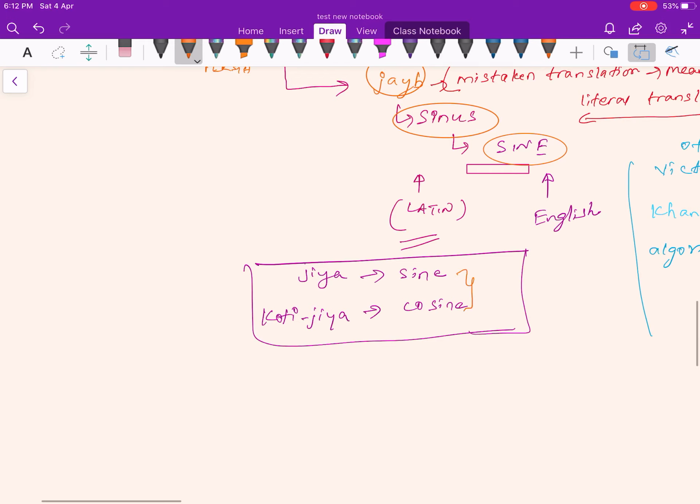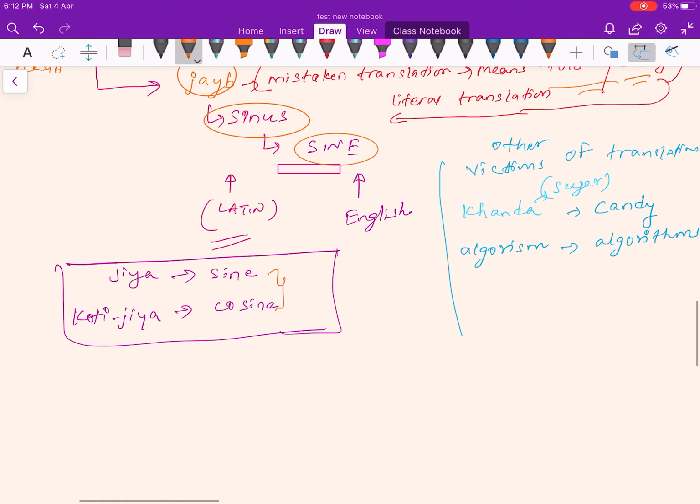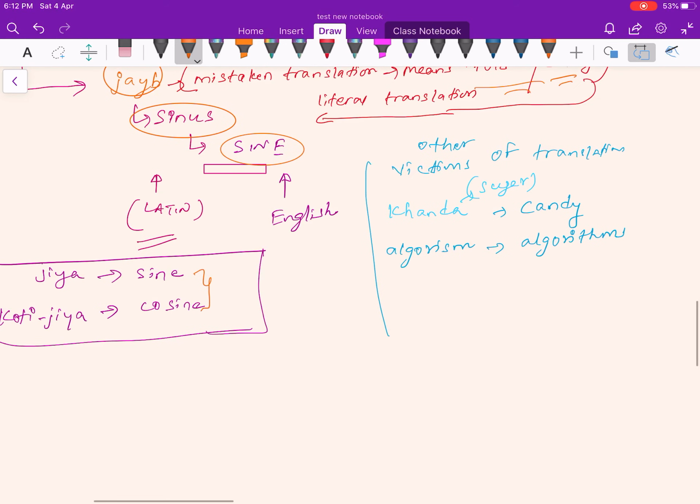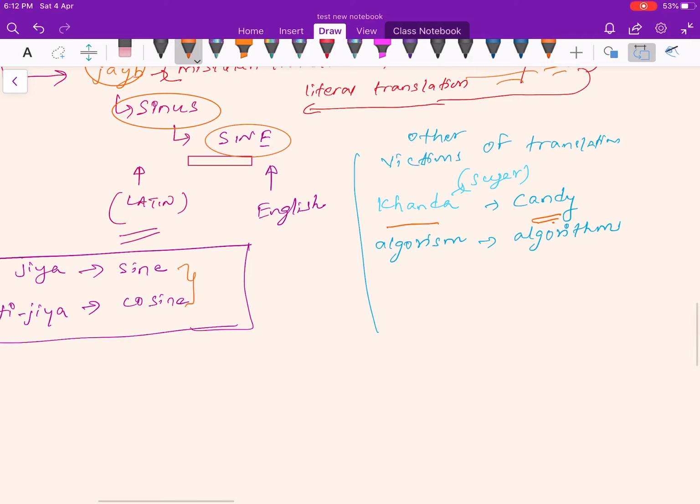So that is what sine and cosine are, and it's not only sine and cosine. There are zillions of words which got wrongly translated. One of the interesting ones was khanda. Khanda is basically a sugar cube like we use today, and that got translated into candy. Similarly, even the algorithm that we know in modern mathematics has some origin in the way Indians computed the maths. There was a word algorithm which is not an Indian word, but it was itself derived from some other Indian context, and it was literally transferred.